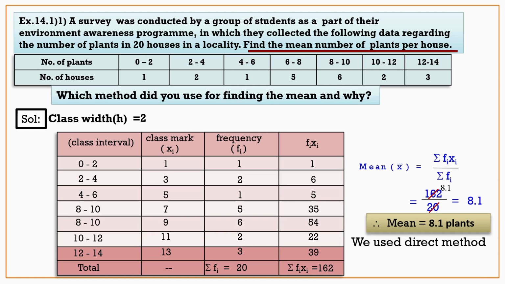Now there is another thing they have asked in the question, which method we have applied over here and why. So here we need to tell that we used the direct method. Direct method is used normally when the fi and xi values are small. In that case we normally use the direct method. Later we will see that whenever we have bigger numbers, then xi fi will be bigger, and we have to use the other methods to find the mean.